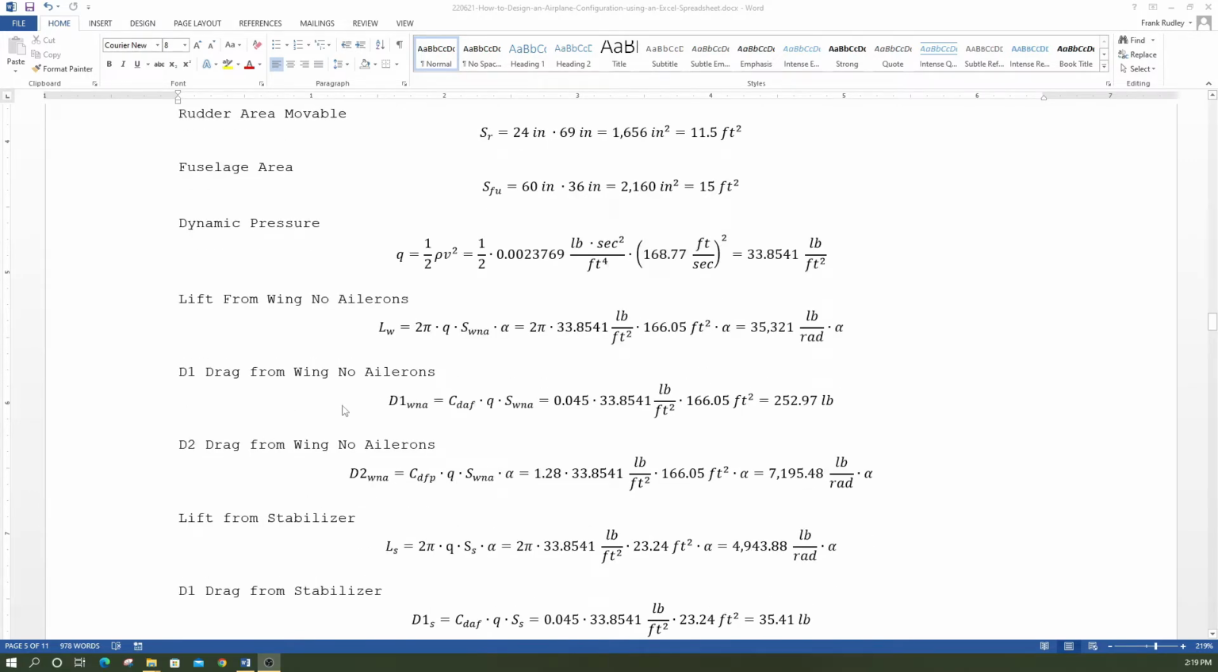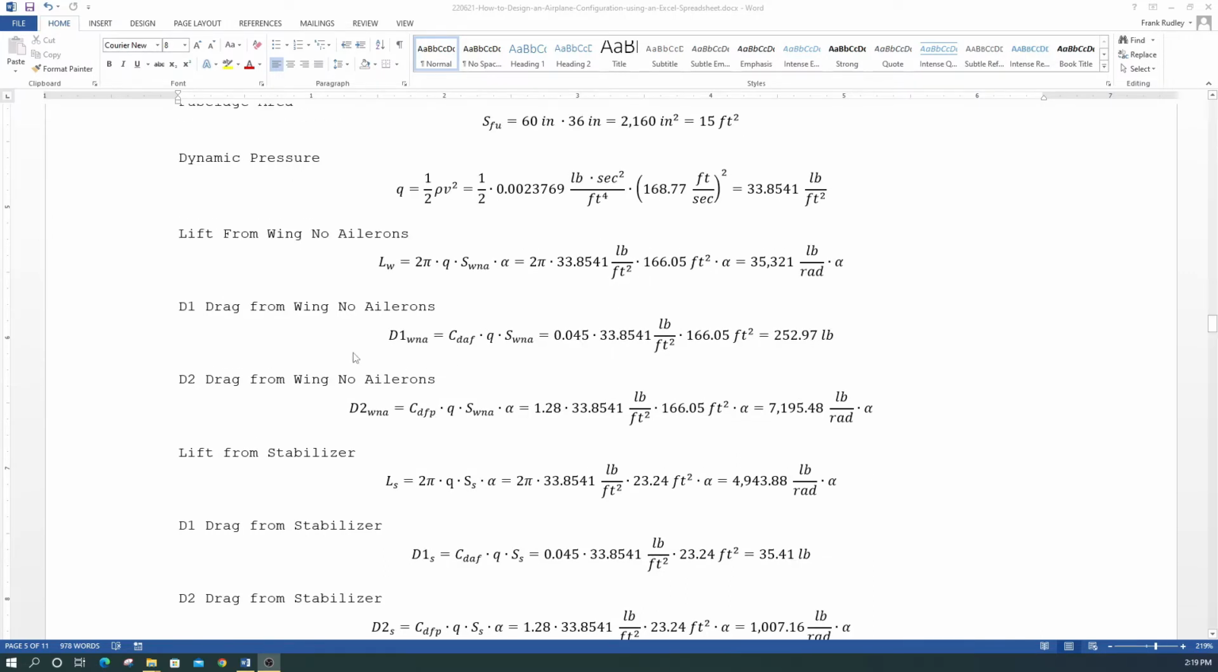So we call our D1 drag the fixed drag that's not a function of angle of attack. We're assuming it's a flat plate. So this would be our drag force. It winds up, just from the wing itself at 100 knots, coming to 252.97 pounds, and then we have the drag of the wing that is a function of the angle of attack. So this is our fixed drag, and this is a function of the angle of attack. We're assuming it's a flat plate, as alpha deviates around 0, so that comes to a high number there.